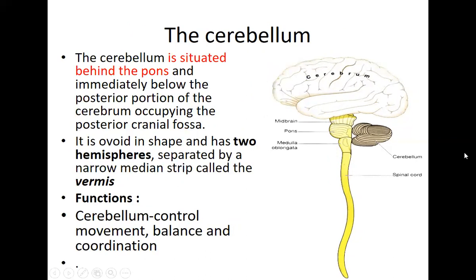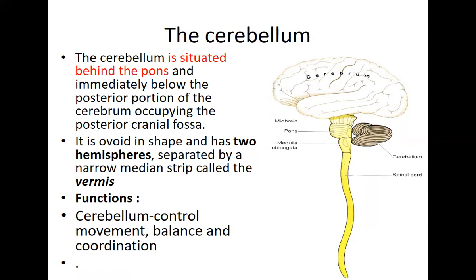Now coming to the smaller brain, this is called the cerebellum. This is the cerebrum, and this is the cerebellum. The cerebellum is situated behind the pons and immediately below the posterior portion of the cerebrum, occupying the posterior cranial fossa. So it is behind the pons, behind the brain stem, you can say, and below the cerebral hemisphere, and it sits in a cavity called the posterior cranial fossa.